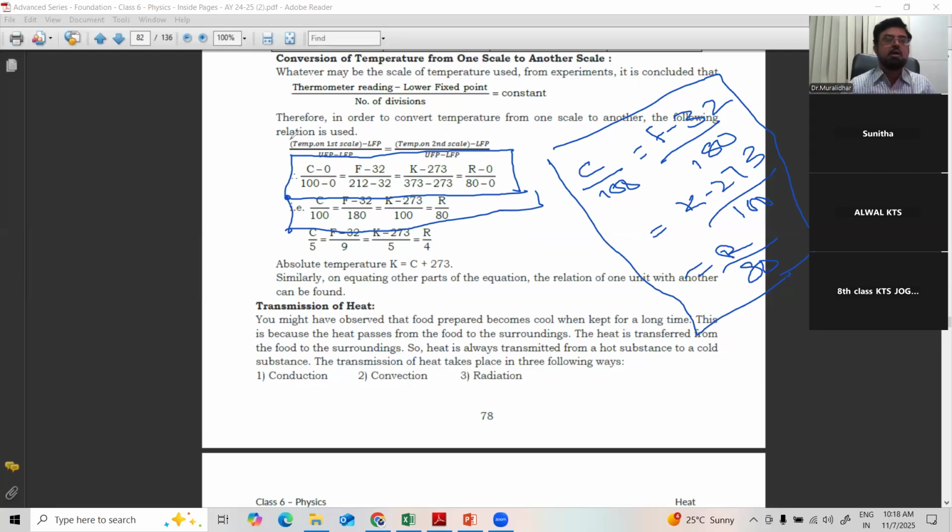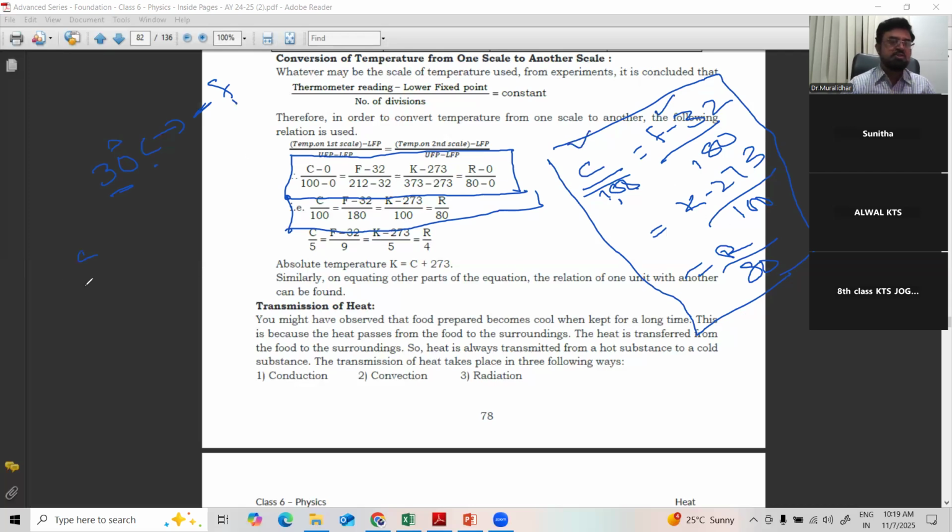What is the formula? Temperature on the scale minus LFP by UFP minus LFP. So for Celsius, C by UFP minus LFP. UFP is 100, LFP is 0. So C by 100 we got. Similarly for the others. Suppose 30 degrees Celsius is given, convert into how many Fahrenheit? You can use only these two, no need of using the others.